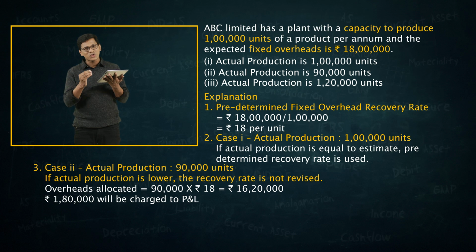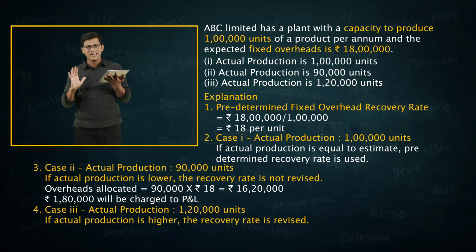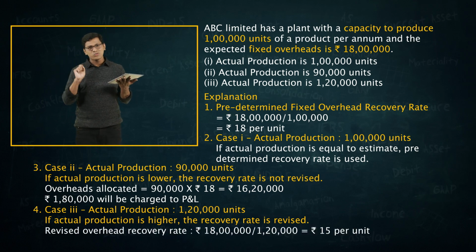And how do we do the calculation then? 1.2 lakh units is the actual production, right? So revise the predetermined fixed overhead recovery rate in such a way that if you recover so much, it should be equal to 18 lakhs. So your calculation will be something like this. 18 lakhs should be recovered over 1.2 lakh units. So 18 lakhs divided by 1.2 lakh. What is that number coming to? 15 rupees. So your revised fixed overhead recovery rate is 15. Originally it was 18. Now you revised it to 15.